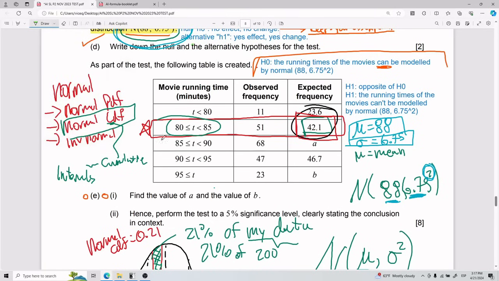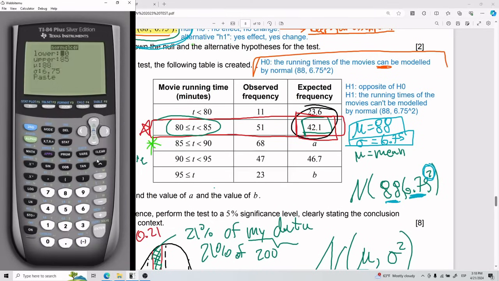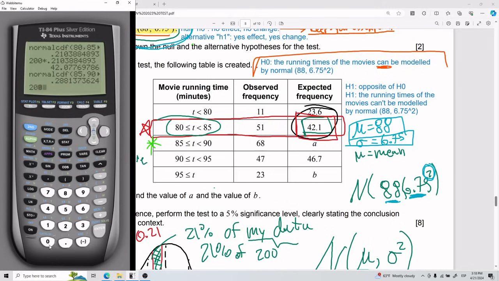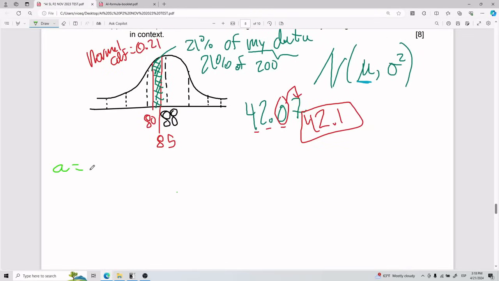For this next one, now that we understood what's going on, it's way easier. I can go to normal CDF, and say my lower is 85, my upper is 90, and my mean and standard deviation haven't changed. I got this percent, so it's 28% between 85 and 90. So I can say 200 times that percent I just got, and that is for my value of A. So your value of A is going to be 57.6274. If you really like significant figures, you count one, two, three. Round it up or keep it the same? Keep it the same.